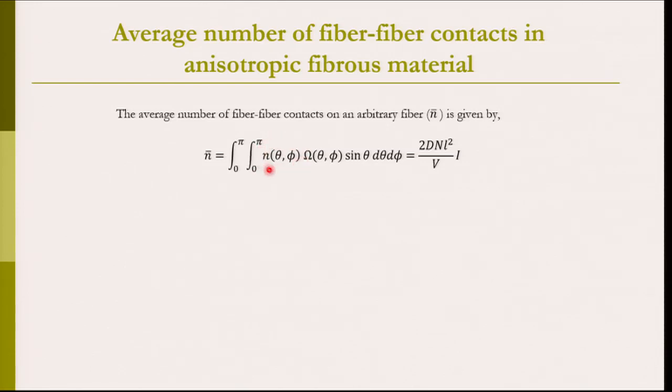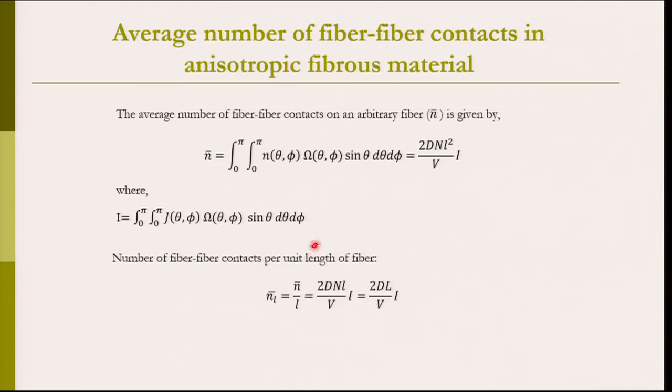So, fiber A was coming in contact with a defined number of fibers, and the relative frequency of the fiber A itself will give us the average number of fiber to fiber contacts on an arbitrary fiber. So, this will be equal to 2 d n L squared divided by V into I. So, I is a kind of global orientation parameter which can be defined in terms of double integrals of j(theta, phi) omega(theta, phi) sin theta d theta d phi.